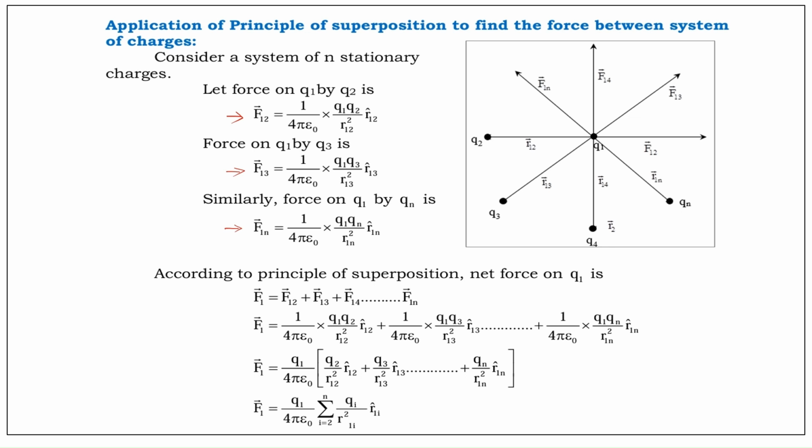According to the principle of superposition, the net force on Q1 is vector F1 is equal to F12 plus F13 plus F14 plus up to plus F1n. On substituting the values, and taking Q1 by 4 pi epsilon naught common, finally we get vector F1 is equal to Q1 by 4 pi epsilon naught into summation i is equal to 2 to n, Qi by R1i square into R1i cap. This completes Coulomb's law.